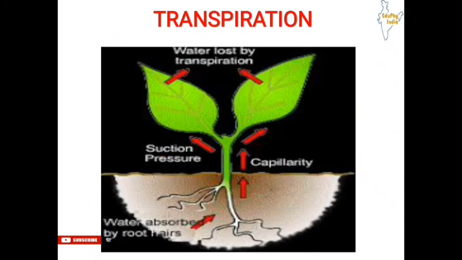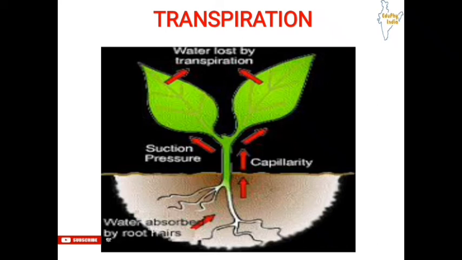Now we are going to see how transpiration works. You all know that transpiration is the evaporation of water molecules from the leaves to the atmosphere. So we have seen that water is absorbed by the roots from the soil into them, and after that it gets transported by using xylem vessels to different organs of the plant.